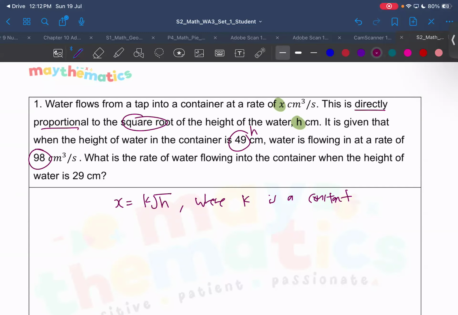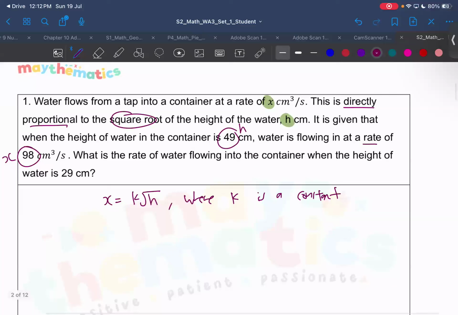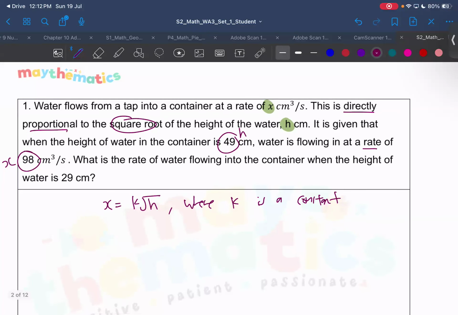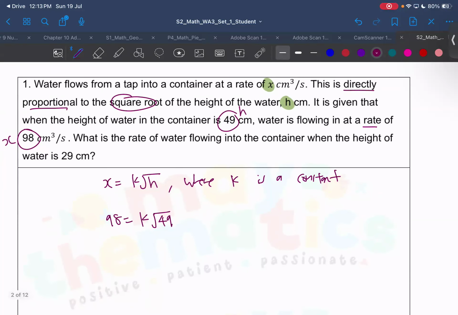Okay, you see, following the rate, the question says rate is x. So this is x. Then what's the next step? Sub in, right? So it becomes... Correct? Can you remember or not? Forget everything already? Can remember or not? We sub in because we want to find k. Okay, find k already, then we can rewrite our equation.